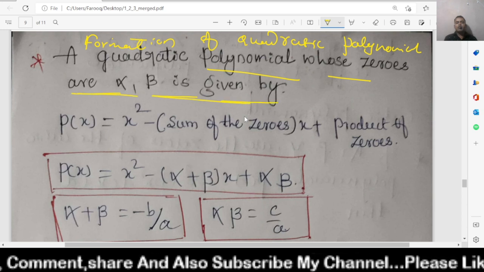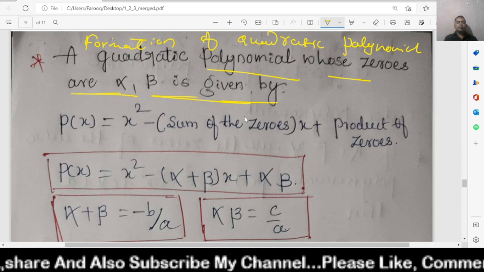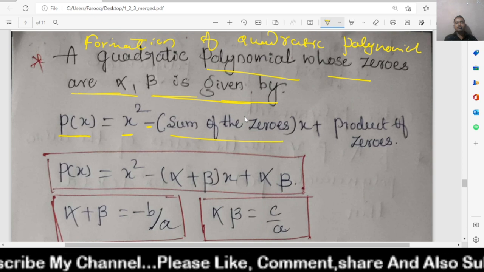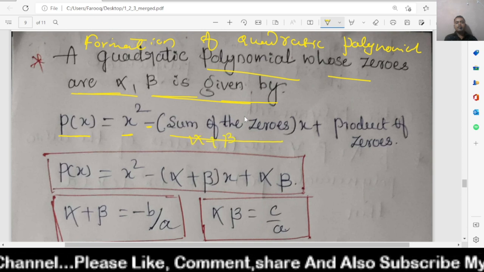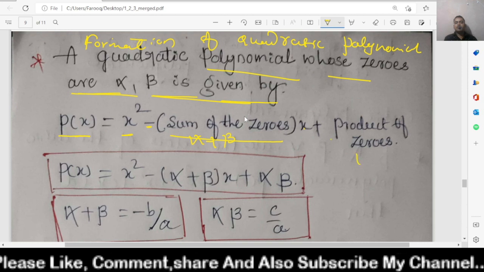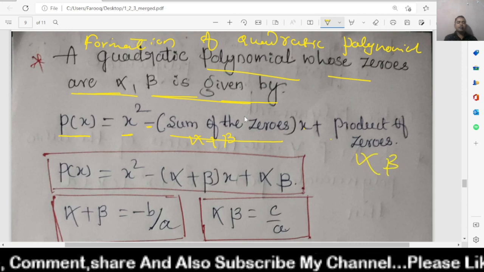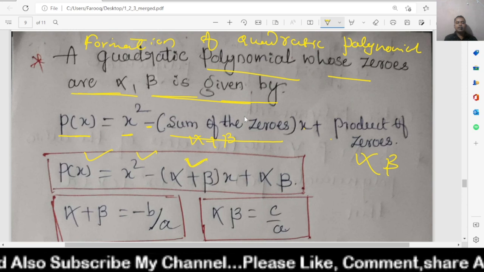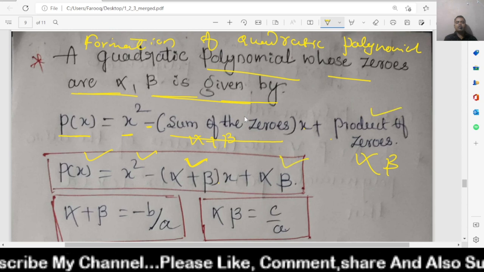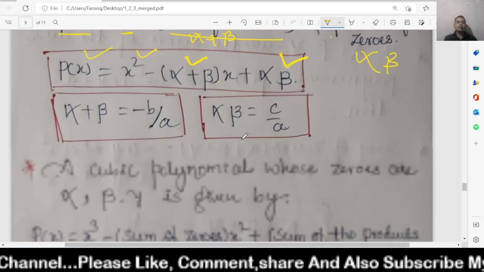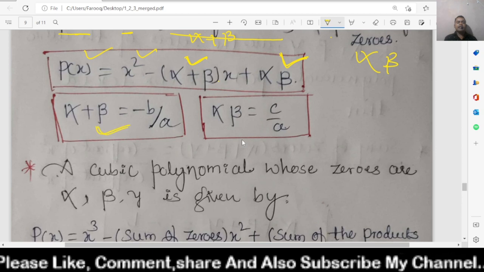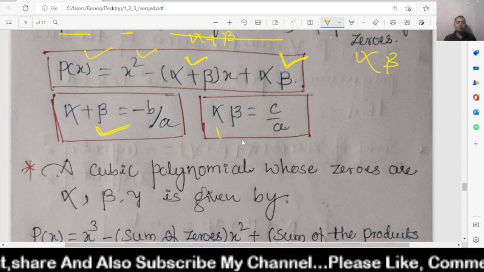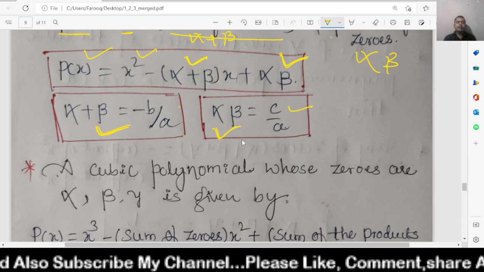A quadratic polynomial whose zeros are alpha, beta is given by p of x is equal to x square minus, always minus, the sum of the zeros, that is alpha plus beta, into x plus the product of the zeros, alpha into beta. The sum of the zeros, alpha plus beta, is minus b by a, that we have learned in the previous part, and the product of the zeros, alpha into beta, is c by a.